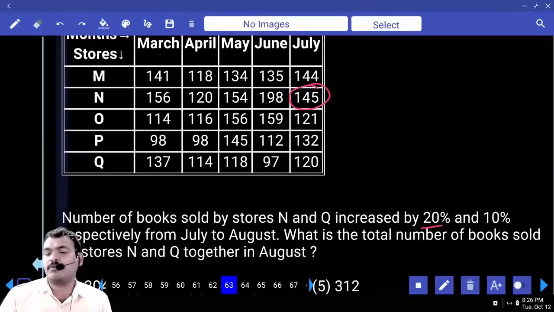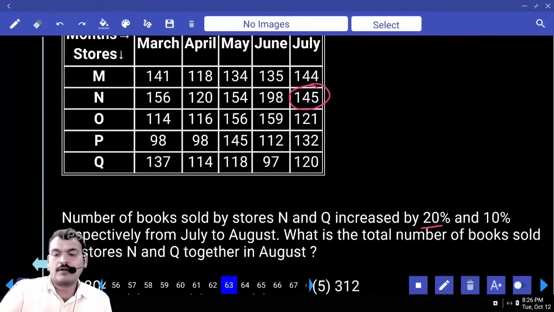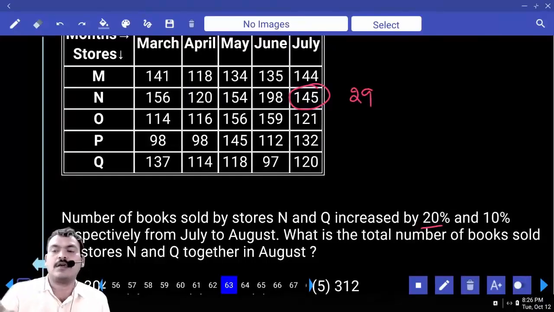145. But it is increased by how much percent? 20%. What is the 10% of 145? 14.5. 20%? 29. Next, Q value is increased by how much percent? 10%. What is the Q value in July? 120. 10% increased means 12 or not?